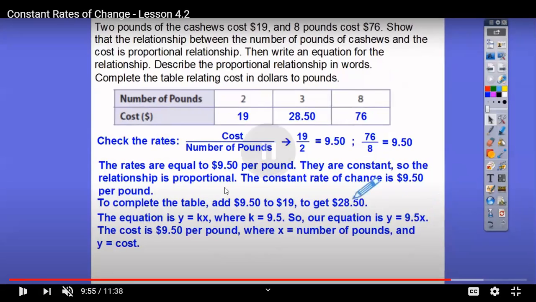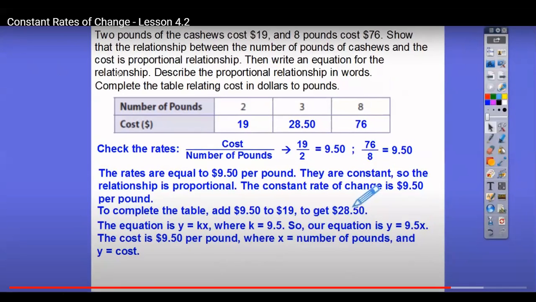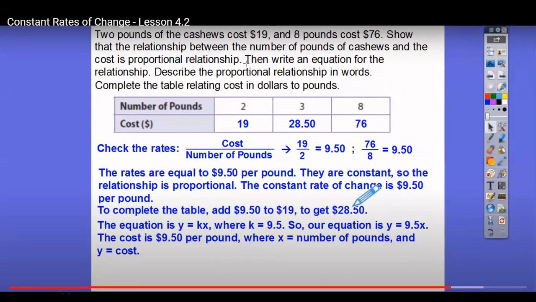And that means, because he said in the question, write the equation. So he's looking for the equation and to describe the proportional relationship in words. And at the top, he said, in a proportional relationship, write an equation for the relationship, describe the proportional relationship in words, and complete the table relating the cost in dollars to pounds.